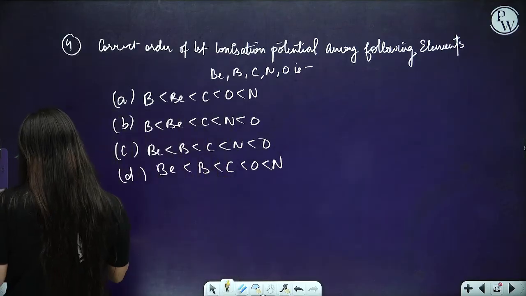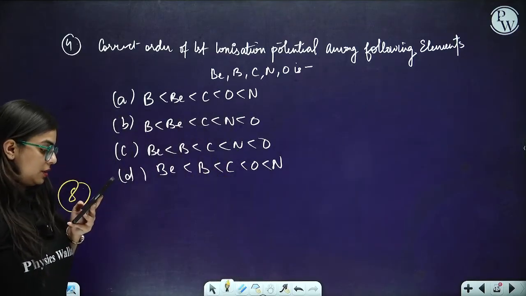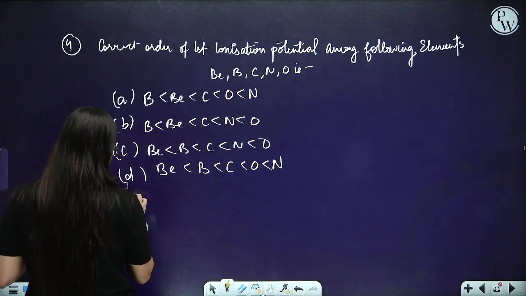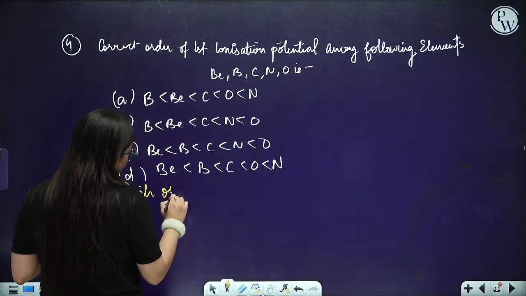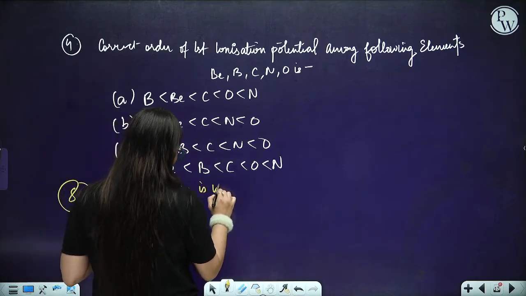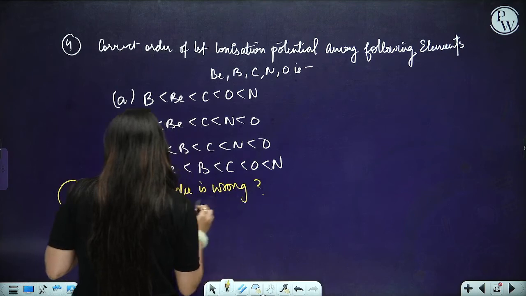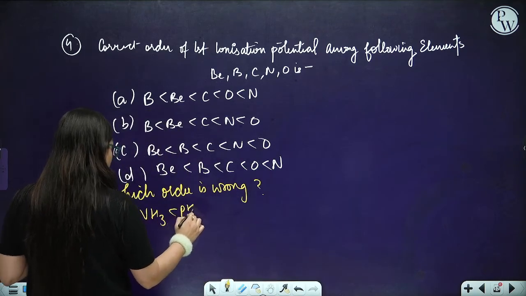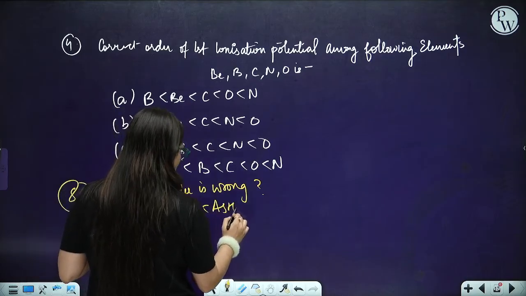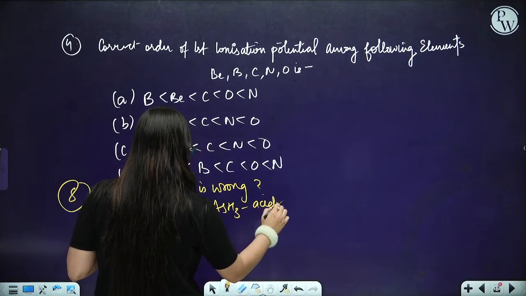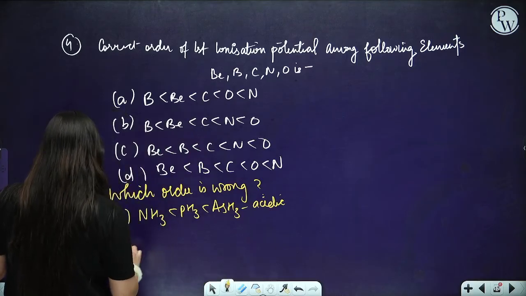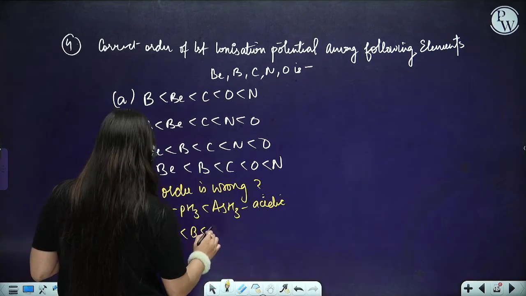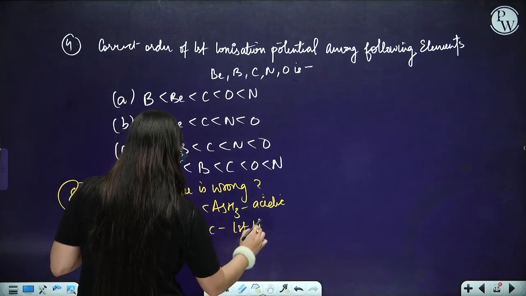Here comes 5th question. You have to tell me which of the following order is wrong. So starting with A option, it is NH3, PH3, AsH3. This is acidic order. B, Li, beryllium, boron, carbon. This is first ionization potential.